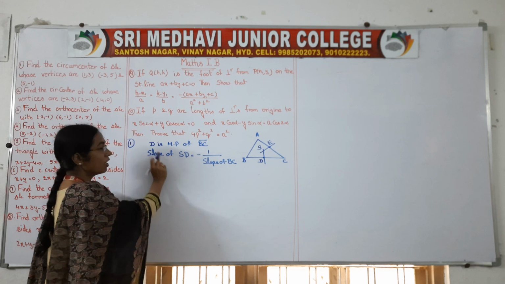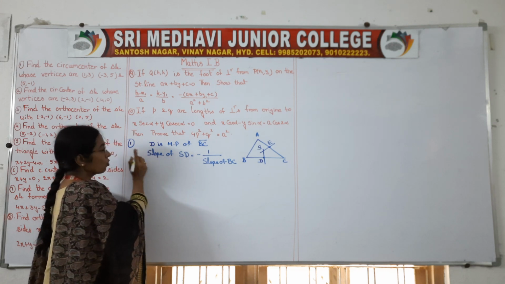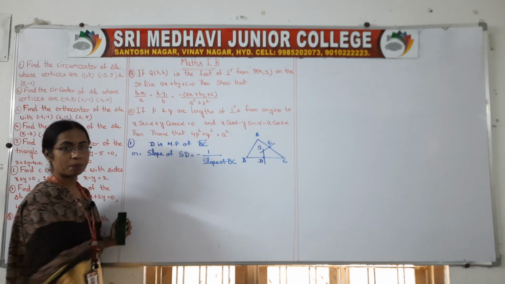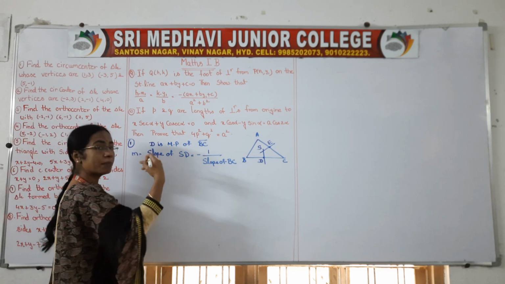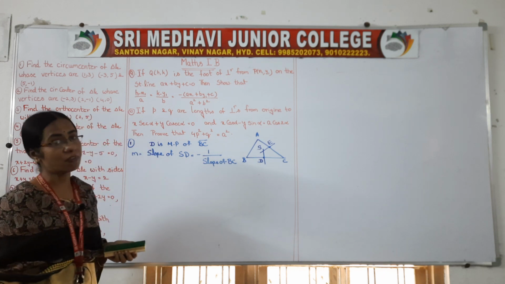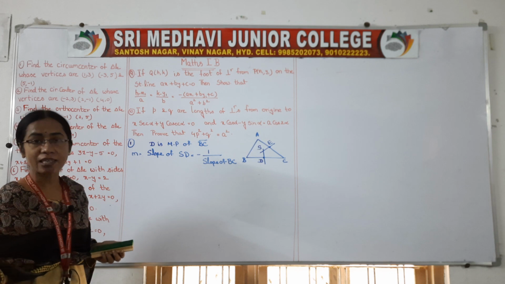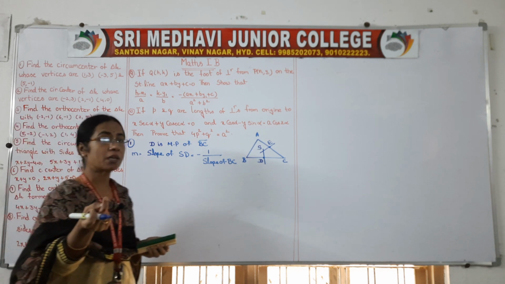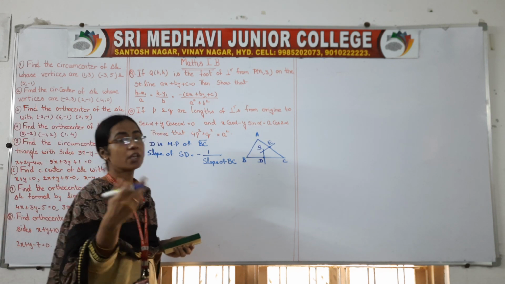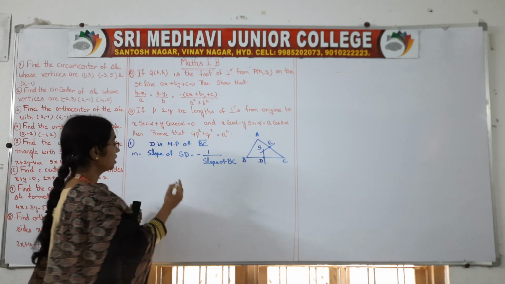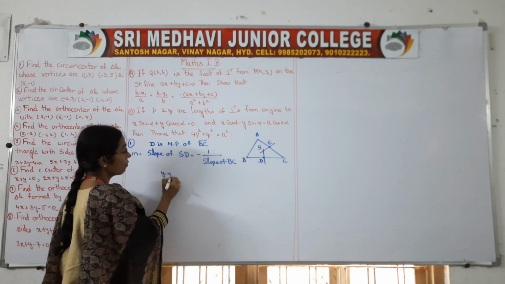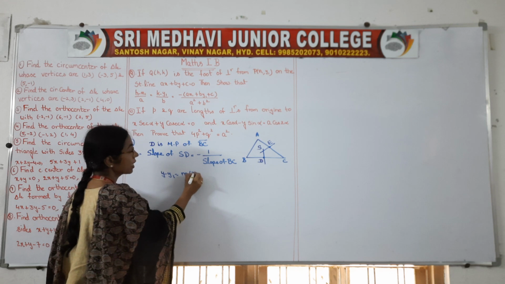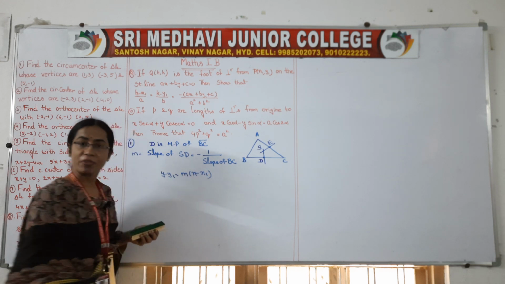Once we have the point and the slope, the slope is nothing but m, and D is the point x1, y1. You consider that point as x1, y1. If you know the point and the slope, you can find the line equation by using the formula y minus y1 is equal to m into x minus x1.